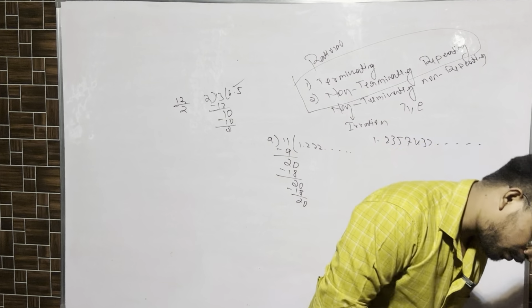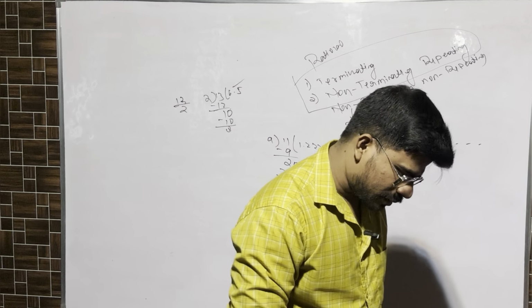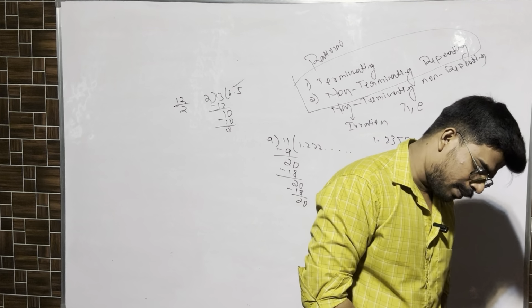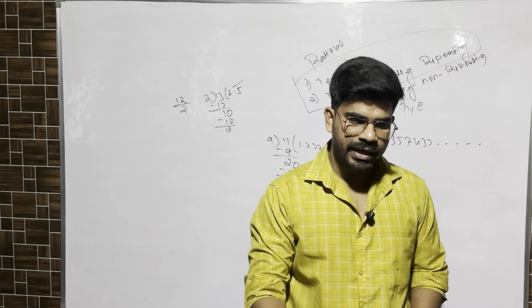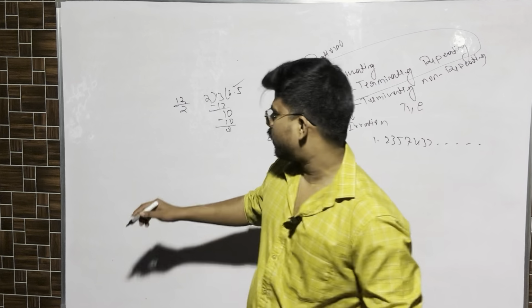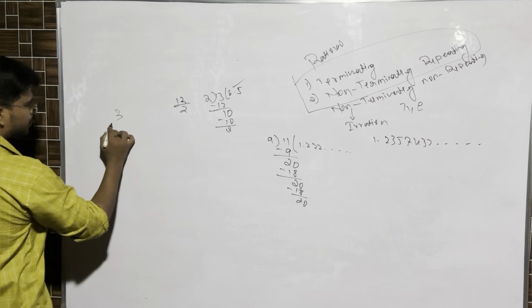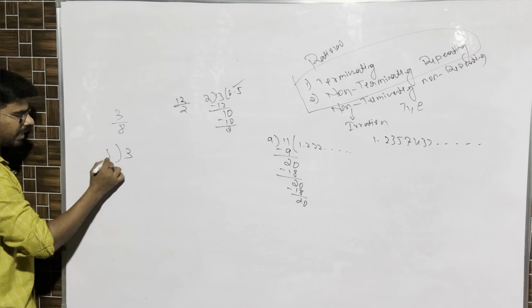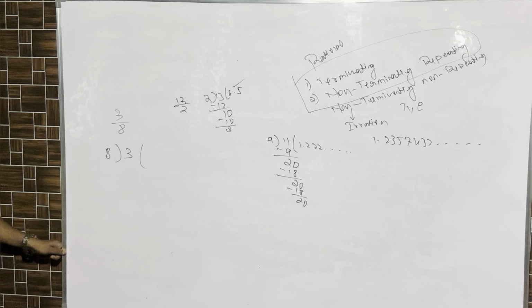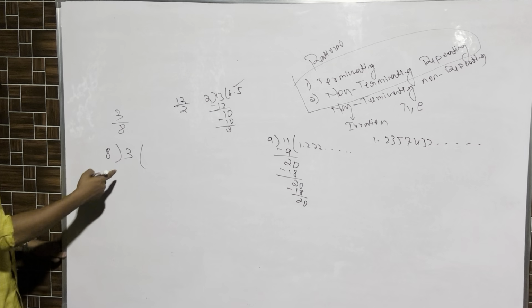Now we have to write the following rational numbers in decimal form and also state which of the following is terminating and which is non-terminating. For each, we have to do division and tell whether it is terminating or non-terminating. For example, first question, 3 divided by 8. We can easily do that. Divide 3 by 8. 8 1s are 8, which is bigger than 3.